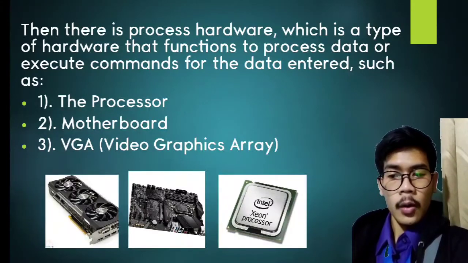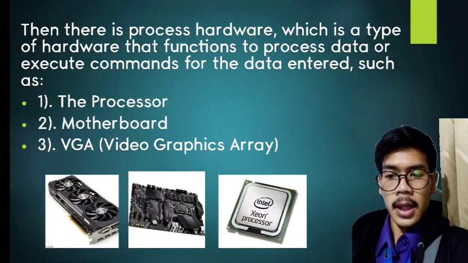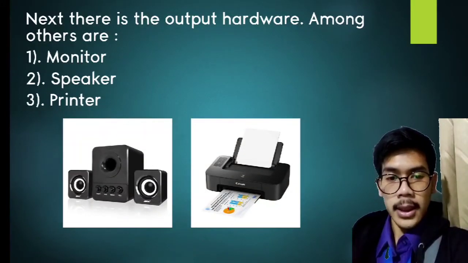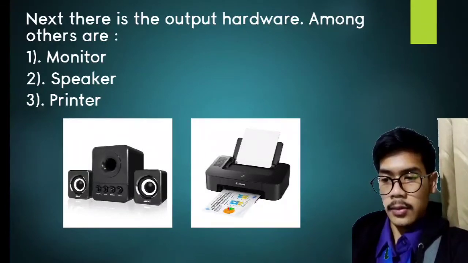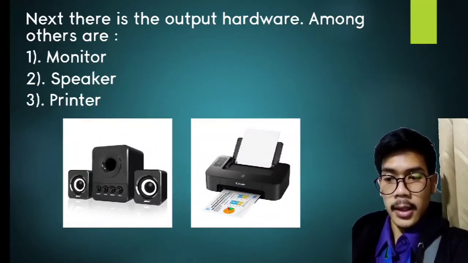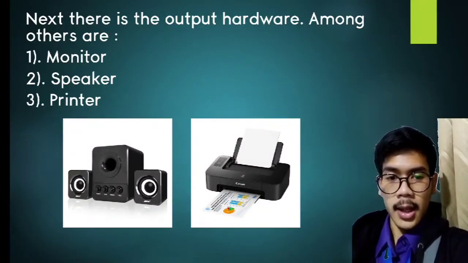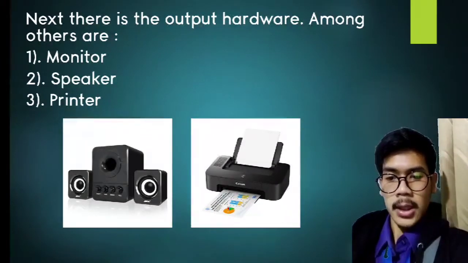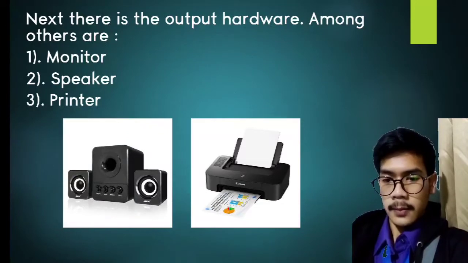Next, there is the output hardware. Among others are number 1, monitor. Monitor is an output device that is used to display the results of the graphic data processing from VGA. Speaker. Speaker is an output device used to produce sound from sound card processing results. Printer is an output device that is used to print paper.